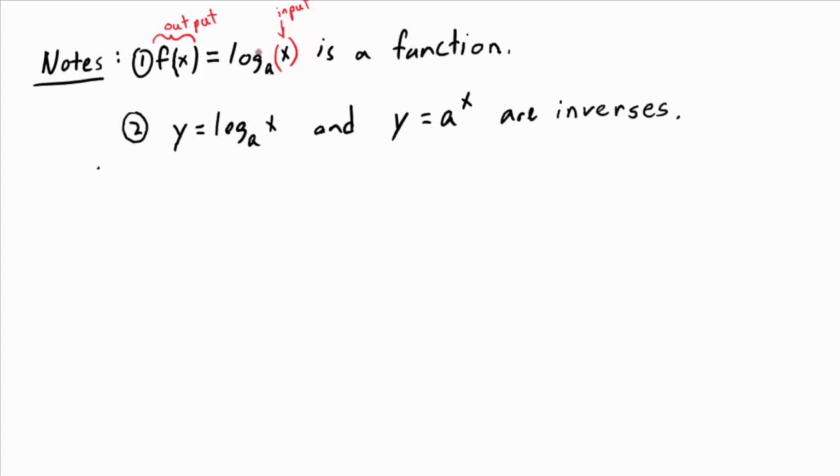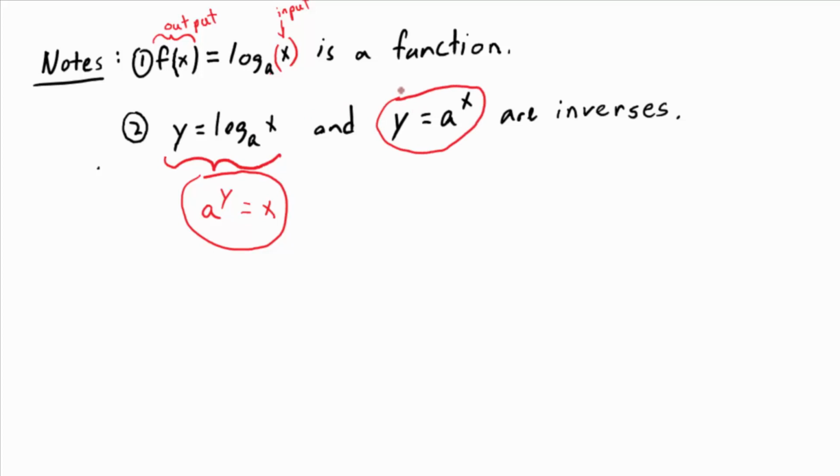And interestingly enough, y equals log base a of x and y equals a to the x are inverse functions. Huh? Wait a minute. What is this guy again in exponential form? Y equals log base a of x is the same as saying a to the y equals x. Now compare that, a to the y equals x, with y equals a to the x. What's the difference? X and y are switched by definition. As long as they're both one to one, which they are, these guys are inverses.